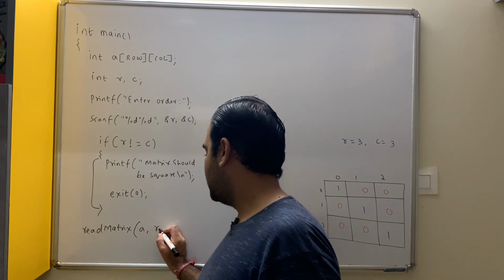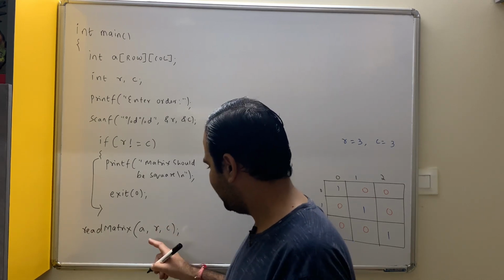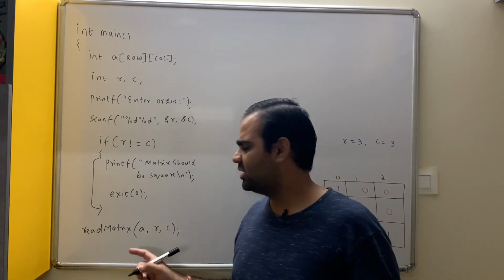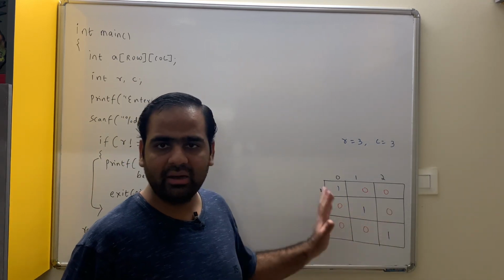A, of what order? R cross C. Of course, R is equal to C. You can say R cross R, or C cross C as well. In general, we say R and C. Suppose the matrix read is this. Suppose this is the matrix read.